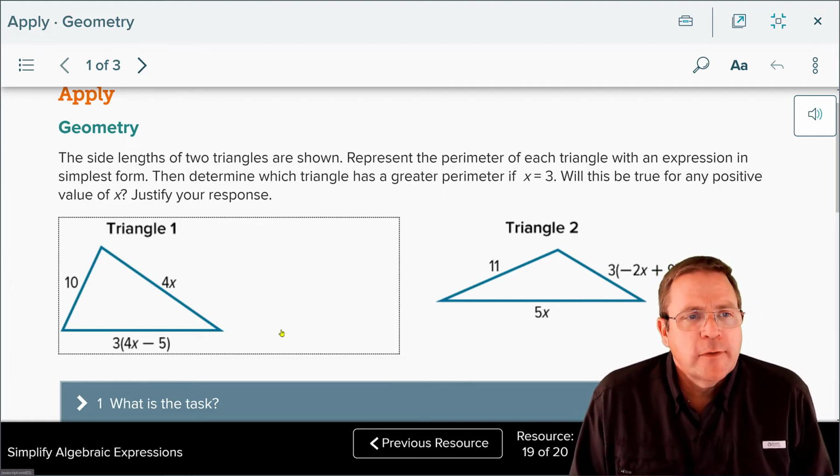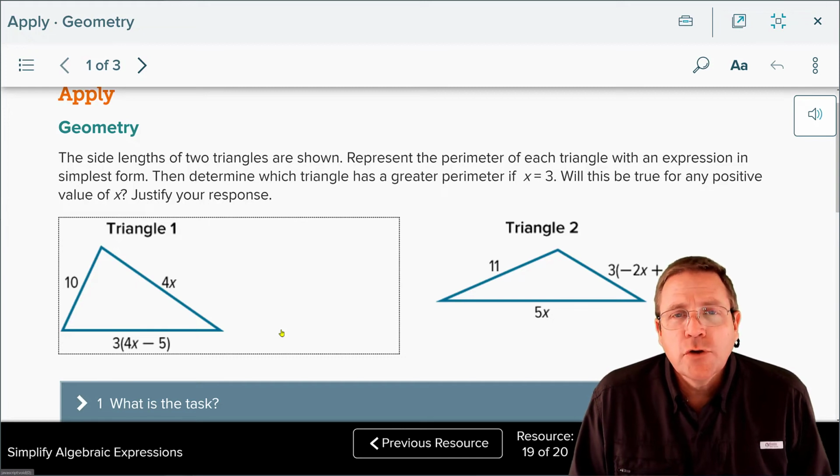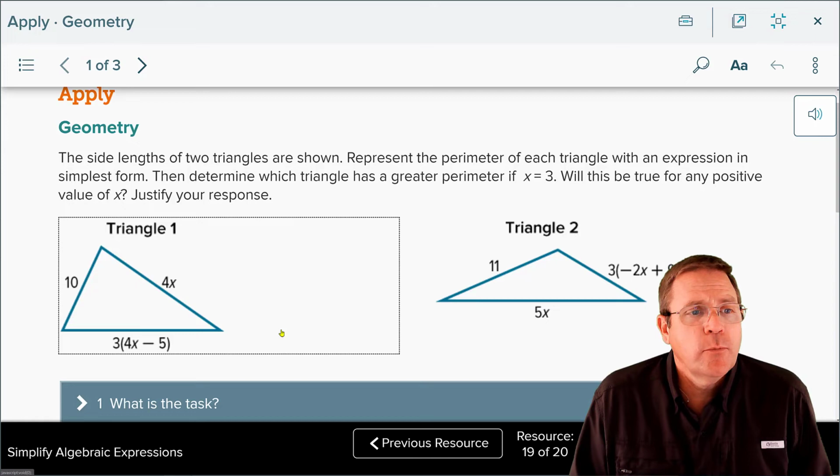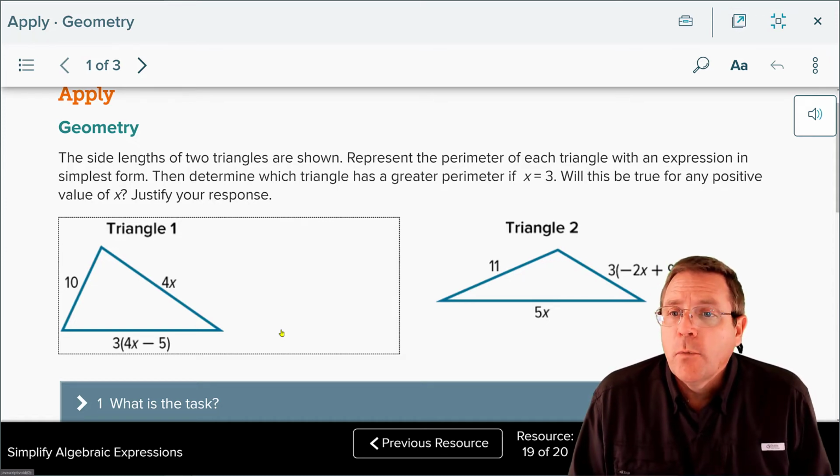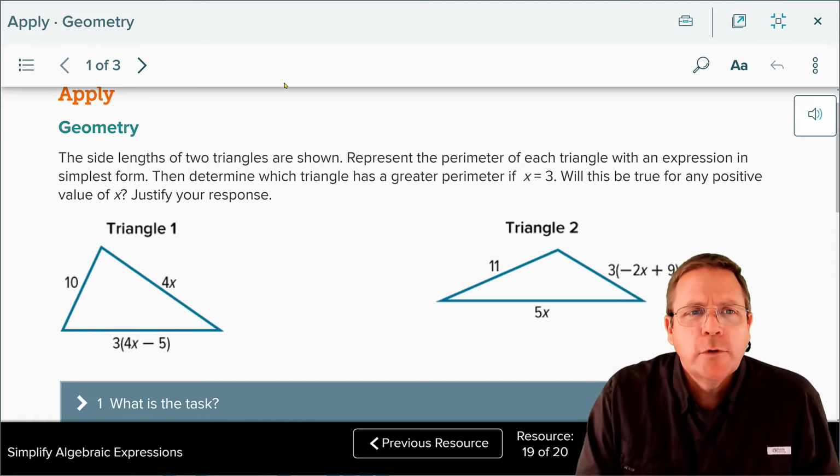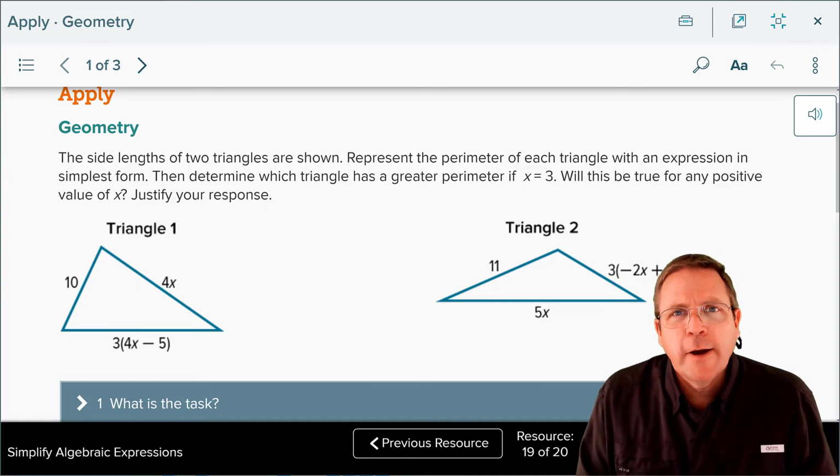It says that the side lengths of the two triangles are shown. Represent the perimeter of each triangle with an expression in simplest form. Then determine which triangle has a greater perimeter if x is equal to 3. Will this be true for any positive value of x? Justify your response.